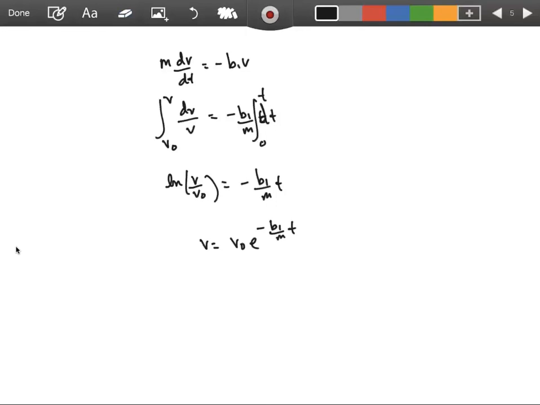And for this, I can define a time constant. So define a time constant of m over b1. So this can be rewritten as v0 e to the minus t divided by tau. Tau is our time constant.